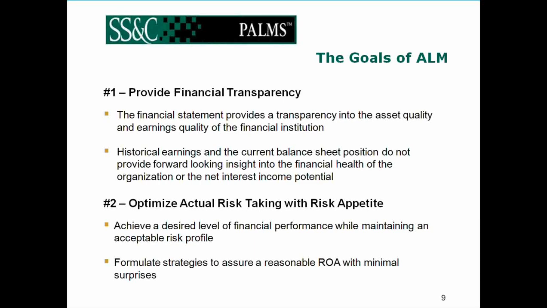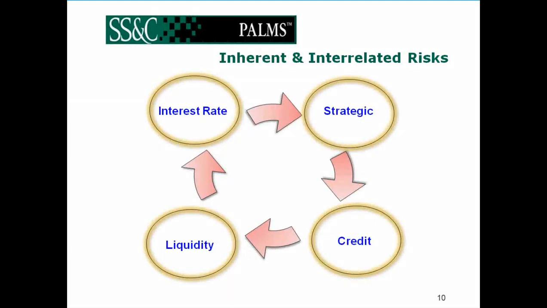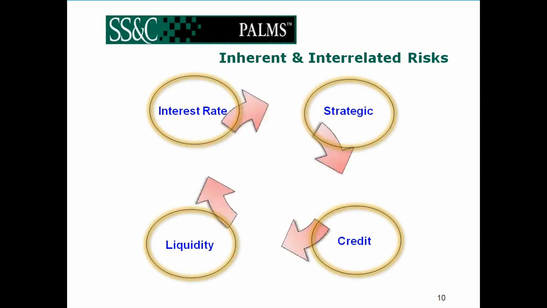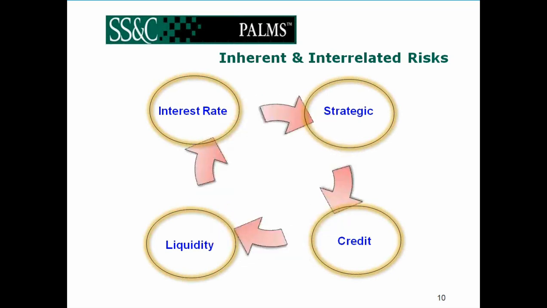The goals of ALM are simple. The first is to provide the utmost amount of financial transparency. The second is to optimize actual risk-taking with the appetite of the institution at hand. This would involve achieving a desired level of financial performance while maintaining an acceptable risk profile. There are, of course, inherent and interrelated risks in the marketplace. The credit, liquidity, interest rate, and strategic risks are all interrelated and have dependencies that transcend one another.